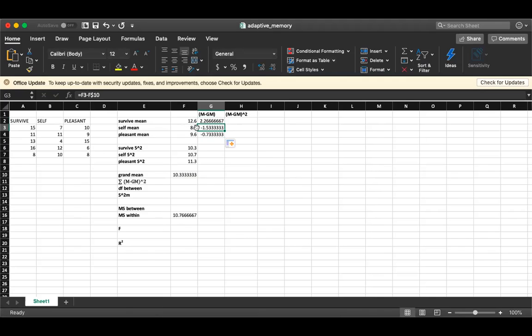Yep, so this is going to be F3 minus F10, and this is going to be F4 minus F10. Now we need to simply square these. So equals G2 squared, and we can pull that down to get G3 squared and G4 squared.